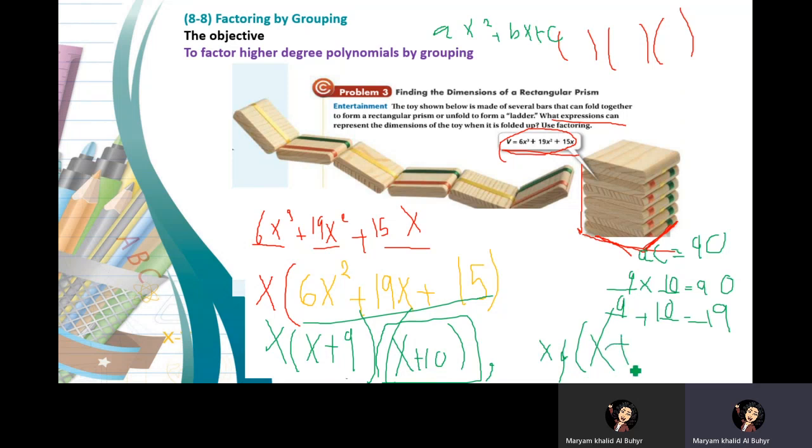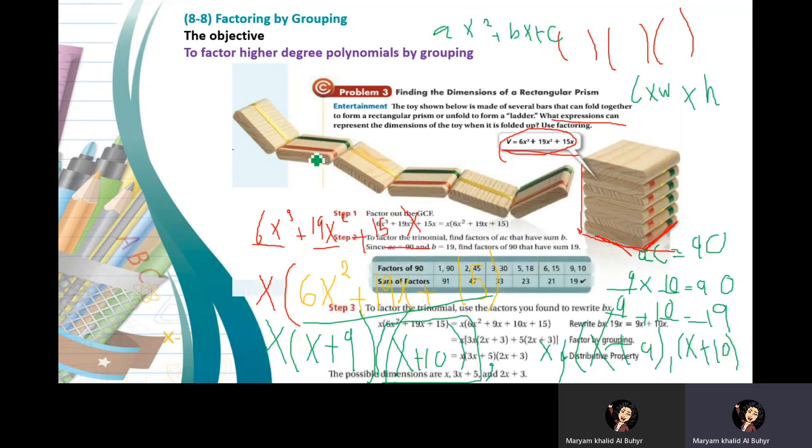x plus 9, comma. The next dimension. These represent length, width, height: L times W times H. So these are the dimensions, length, width, and height. It doesn't matter which one of them is the length, the height, or the width.